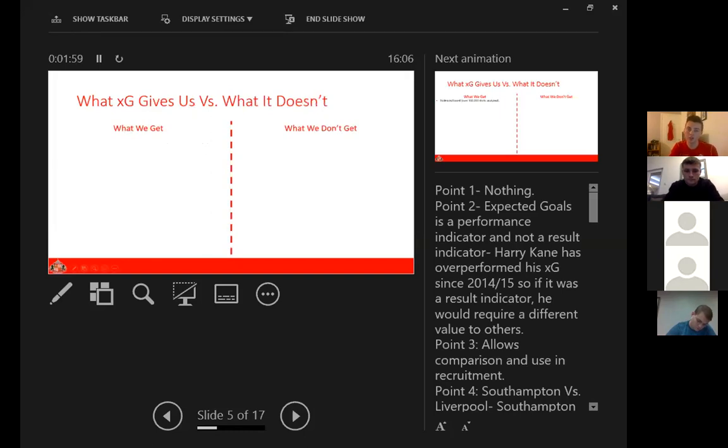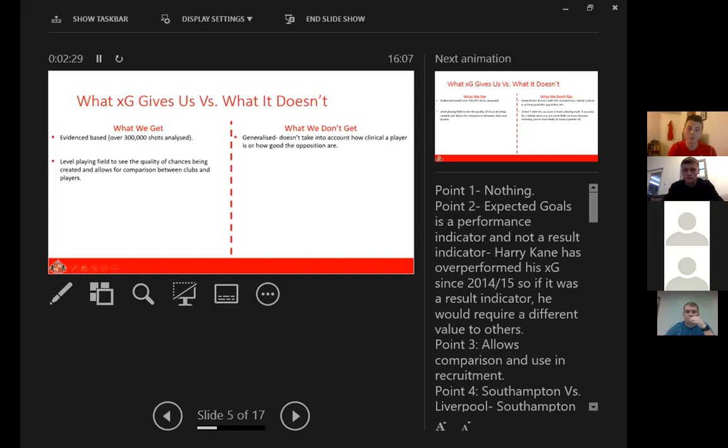And then obviously the way the play's been built up, before the assist type, if that makes sense. So what it does and what it doesn't. It's evidence based, and the main theory is based on 300,000 shots analysed by Opta. It's generalised, so it doesn't take into account how clinical a player is or how good the opposition are. This tends to level itself out, but Harry Kane has outperformed his expected goals every season since the 14-15 season when it first started being measured in the Premier League.